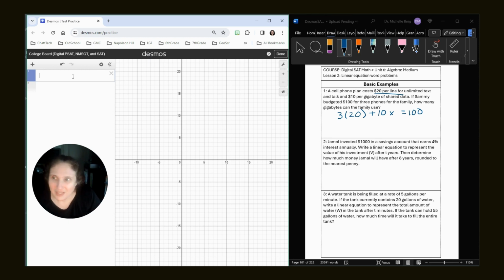You probably already have the answer in your head, but since I want to show you how to do it on the calculator, we're going to do it. Plus 10x equals 100. And then you look and you're like, oh, 4 gigabytes of data.